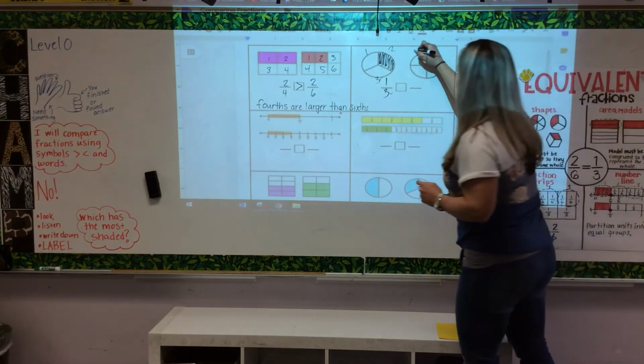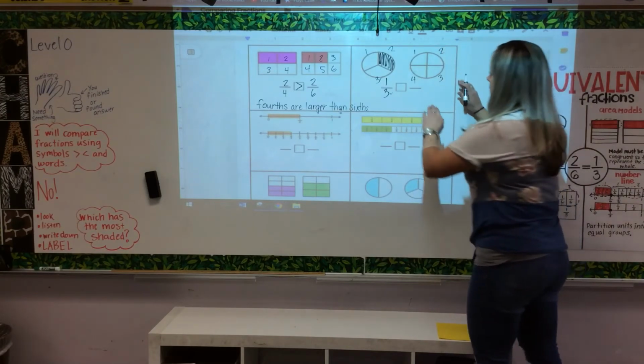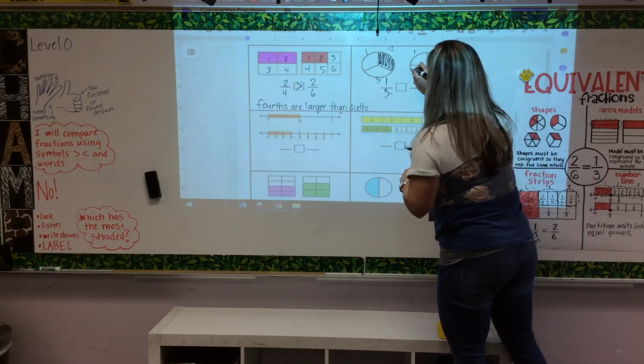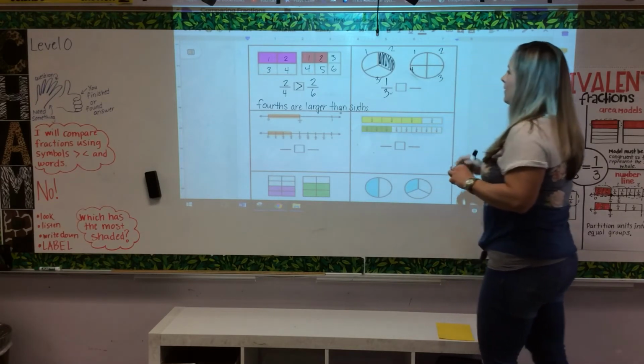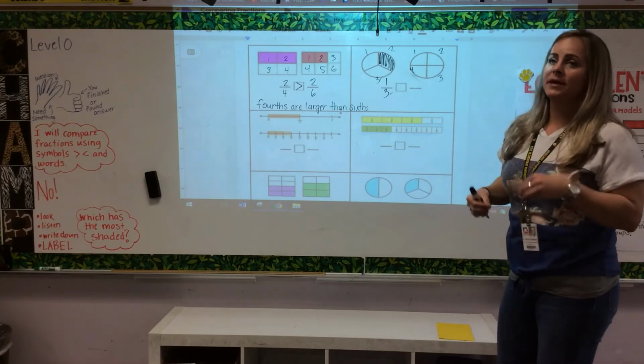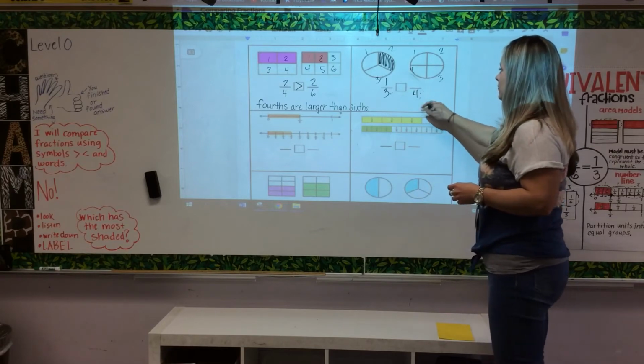Okay, then I go over here and I notice this one's got 4 parts. Ooh, I'm going to move that. Hold on. This one's got 4 parts. So that does not make it bigger because 4 becomes its bottom number, right? That's a check mark.